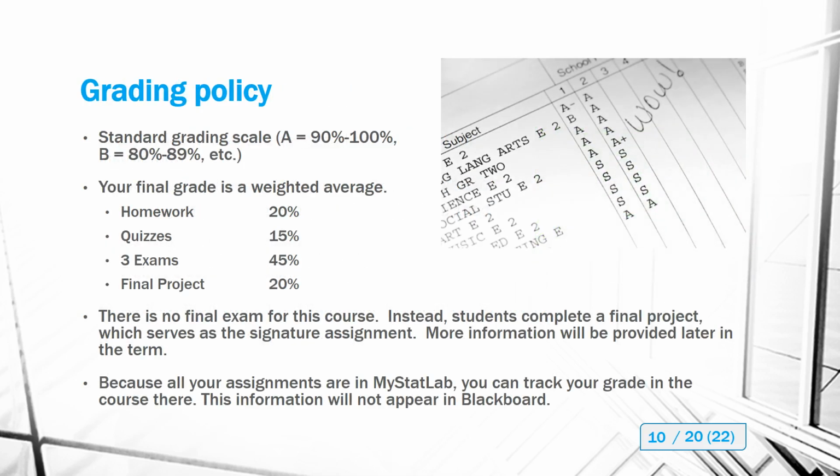Grading policy. So standard grading policy, A's in the 90th percentile, B's 80th percentile, so on and so forth. Your final grade is going to come from homework, which has a weight of 20%, quizzes, which have a weight of 15%, 3 exams, which each have a weight of 15%, so together that's 45%, and then a final project, which is worth 20%. Now, there is no final exam for this course.